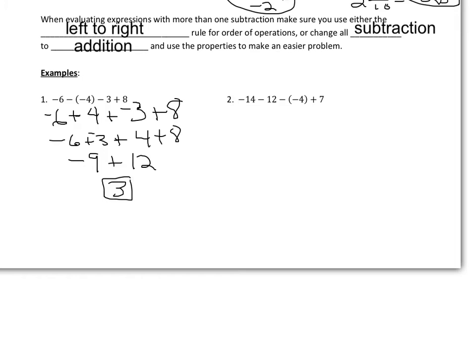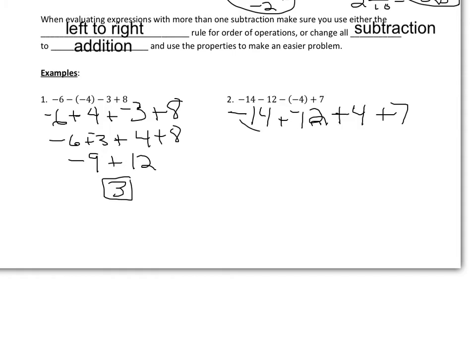But I do like changing it all because with addition, I can use commutative, switch the order. So like example 2, -14 minus 12 minus a -4 plus 7. Again, the -14, first number, is going to stay the same. Minus 12 is going to become plus a -12. Minus a -4 is going to become plus 4. And this plus 7 is going to stay plus 7. It's already addition.